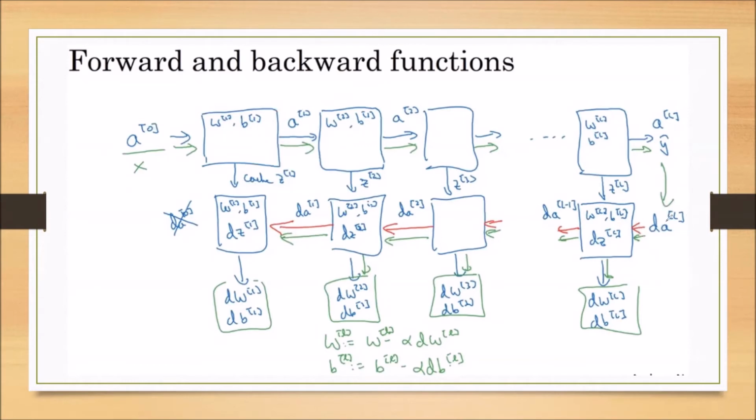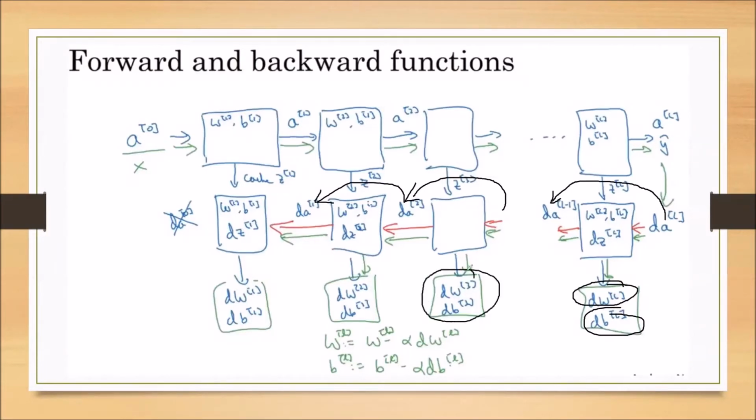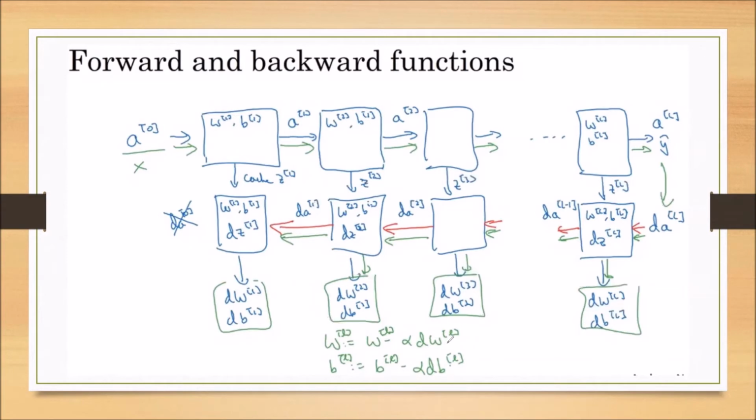And by using this dA[L], we are calculating dA[L-1]. In this process, we are getting dW[L] and dB[L]. By using this dA[L-1], we are calculating dA[L-2]. By using dA3, we have calculated dA2. By using dA2, we have calculated dA1. In the meanwhile, we got dW3, dB3, dW2, dB2. And when we calculated dA1, at that time we are getting dW1 and dB1. We are substituting these dW and dB values in the gradient descent.